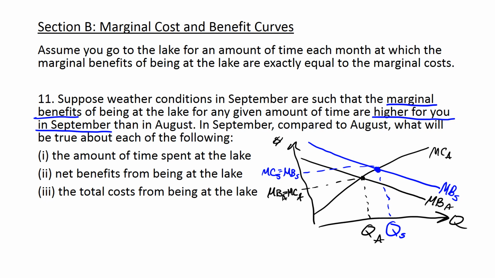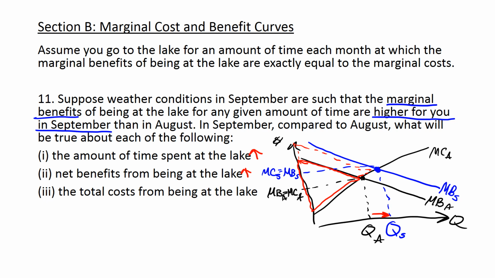So looking at our questions, the first one says the amount of time spent at the lake. So that's this quantity down here. And we see because the marginal benefits are higher, we're going to spend more time at the lake in September than we did the previous month. For net benefits, that is this triangle here. So originally, these are the net benefits, the difference between the marginal benefit and the marginal cost. But now, we're going here. And so our new net benefit triangle is bigger than our original, so that is higher as well.